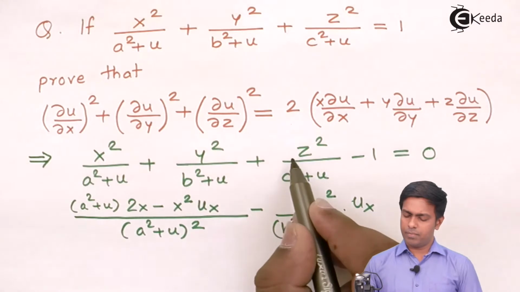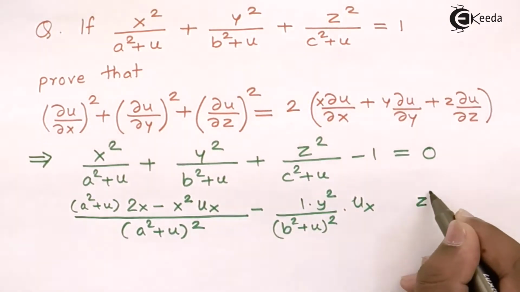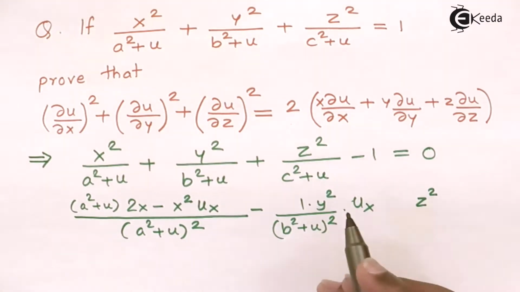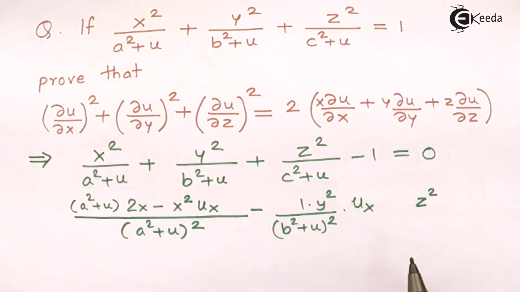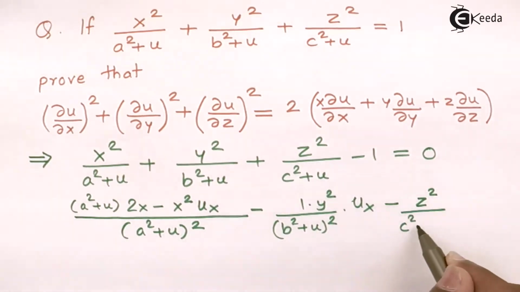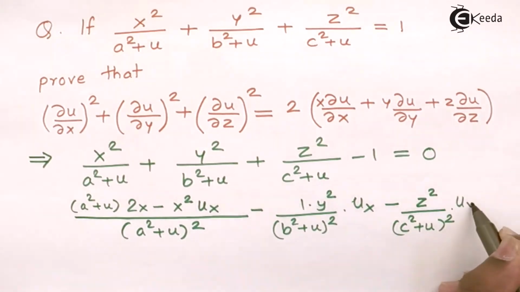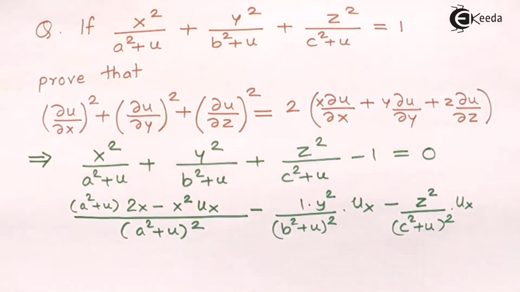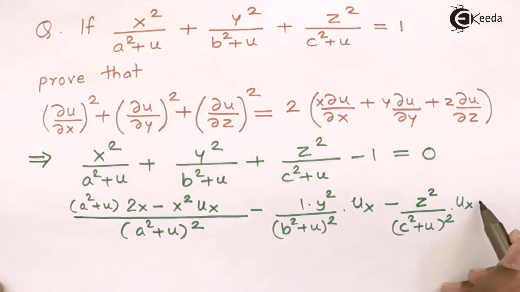Next, for the third term, again we'll get z square constant, and I'll differentiate this 1 upon c square plus u with respect to x. So here we'll get -1 upon c square plus u the whole square into ux. So what I did is I have differentiated this whole equation with respect to x partially. For 1 it is 0 and the right hand side is equal to 0.